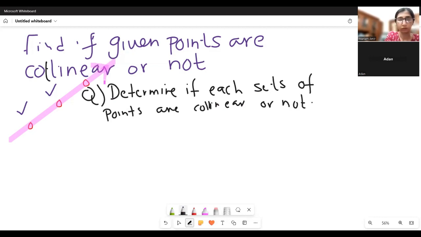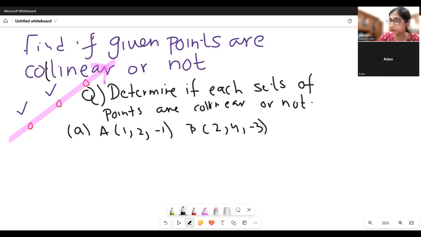Okay. So in part A, we have 3 points: (1, 2, -1), (2, 4, -3), and (4, 8, -7). So what we'll do first, we'll form a vector equation using these two.